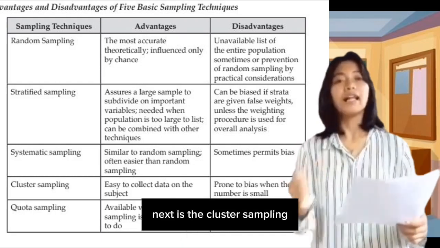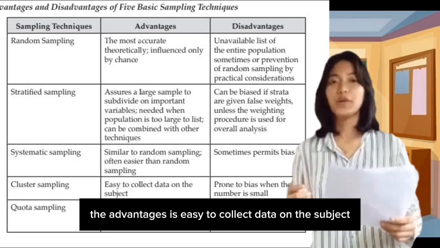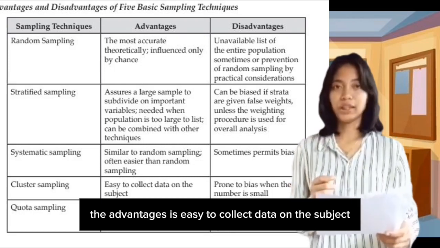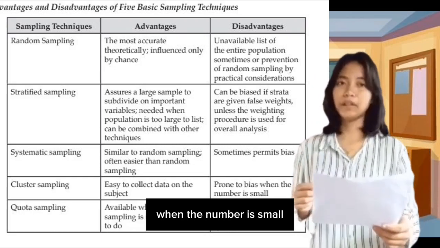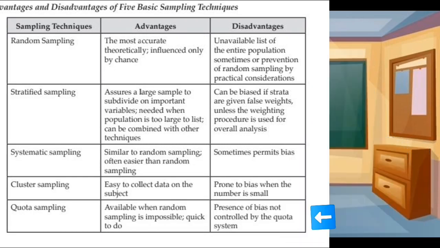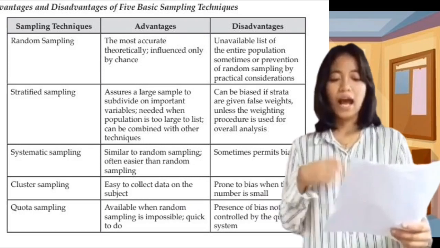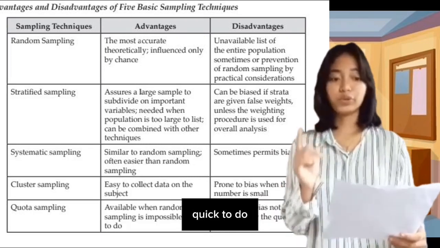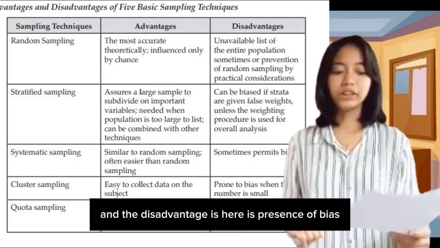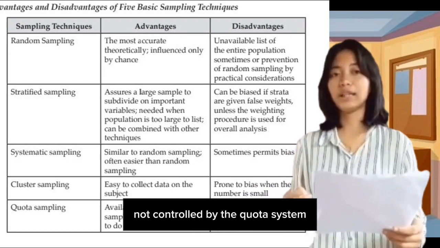Next is cluster sampling. The advantage is it is easy to collect data on the subject. And the disadvantage here is it is prone to bias when the number is small. And the last one is quota sampling. It is available when random sampling is impossible, and quick to do. And the disadvantage here is the presence of bias not controlled by the quota system.